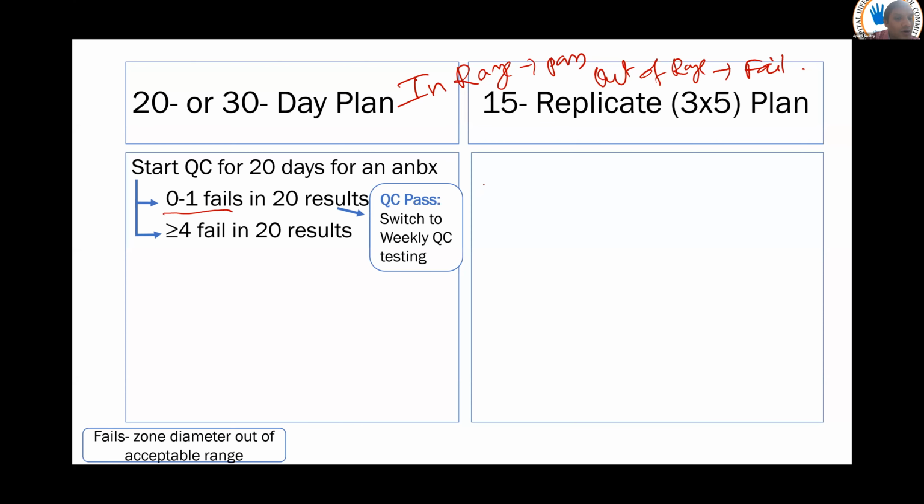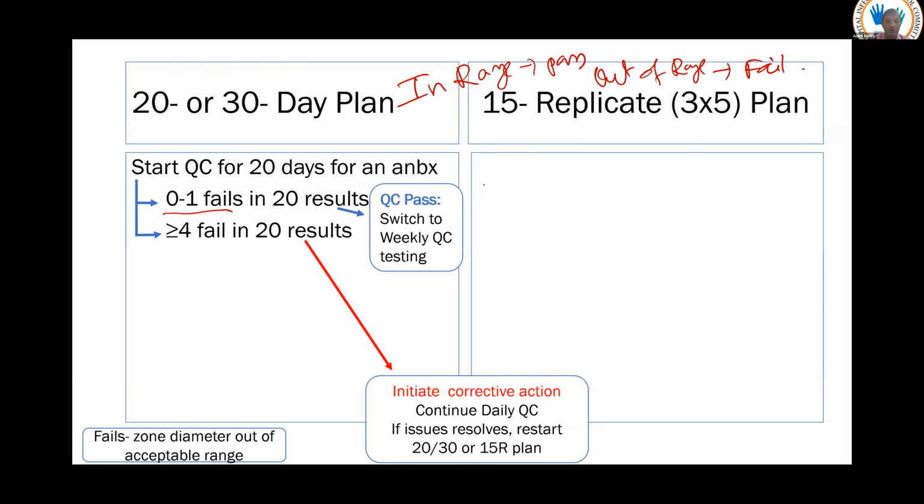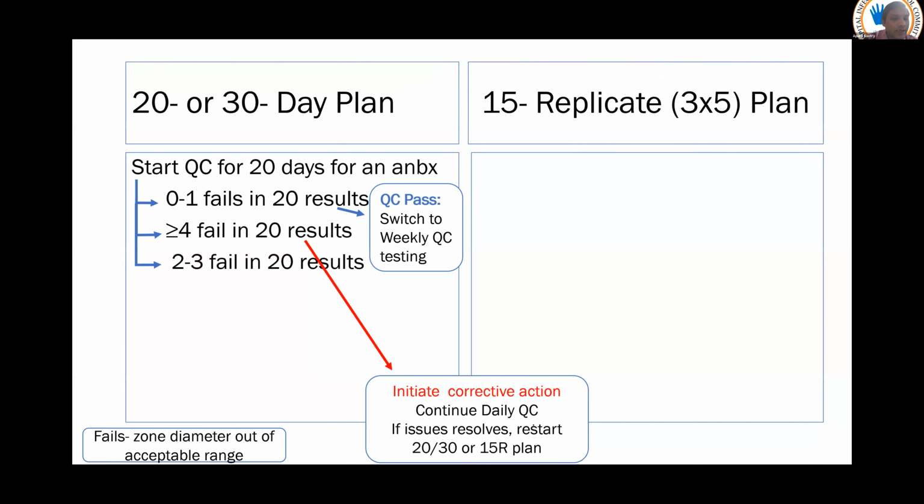If you have more than or equal to 4 fail, then it is called QC fail. So you have to initiate the corrective action, find out why it has happened, and till it is fixed you have to continue the daily plan. You are not allowed to switch over to the weekly plan. You have to look for the corrective action, and if the issue is resolved, then you have to restart the 20-30 days plan again. Next, if you have 2 to 3 QC fail in 20 results, then you have to repeat the QC for another 10 days. That is why it is called the 20-30 day plan.